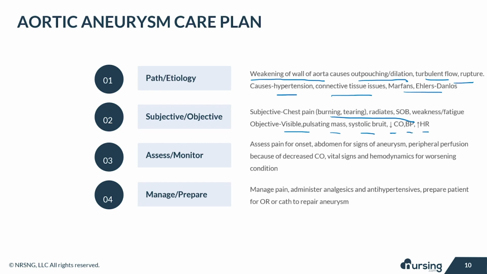Assess the patient for their onset of pain. Assess the abdomen for signs of aneurysm. Assess peripheral perfusion because of decreased cardiac output, and assess vital signs for a worsening condition. Finally, manage the patient's pain, administer analgesics, antihypertensives, and prepare the patient for OR or the cath lab to repair the aneurysm if necessary.